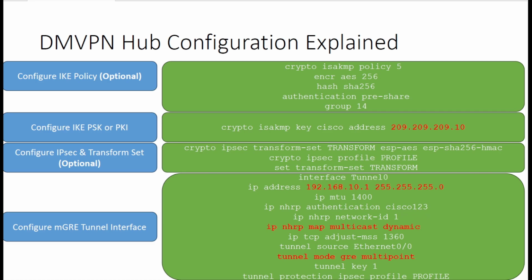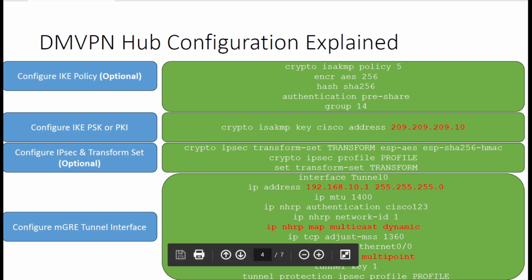We then move on to whether we choose to configure a pre-shared key or use PKI. In this example, we're using a pre-shared key. So we can see that we have our key Cisco, which is going to be applicable for our peer at the physical address of 209.209.209.10. Again, transform set is optional, so we can configure this, but if we don't, then we will just leave this as default.